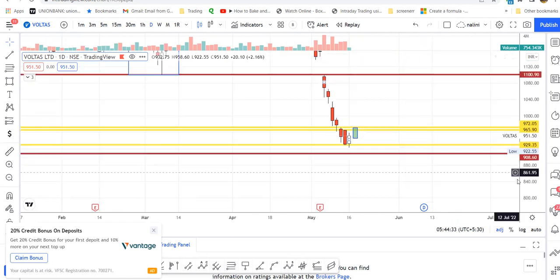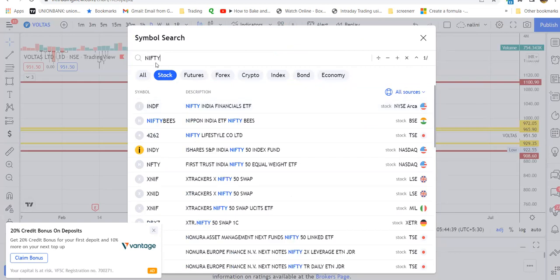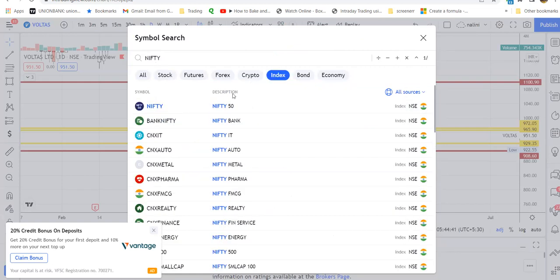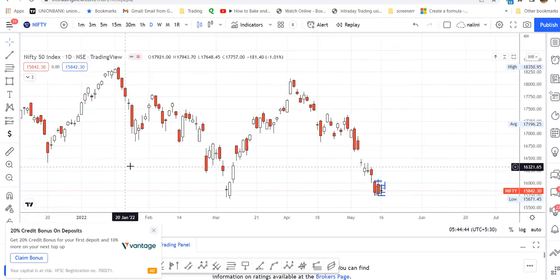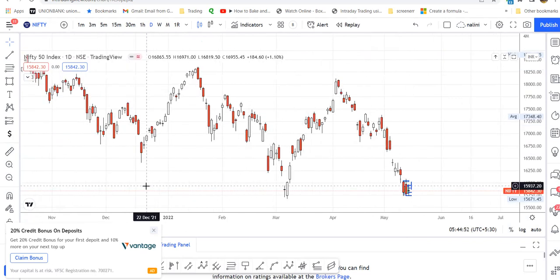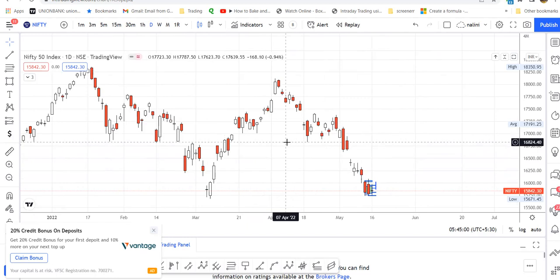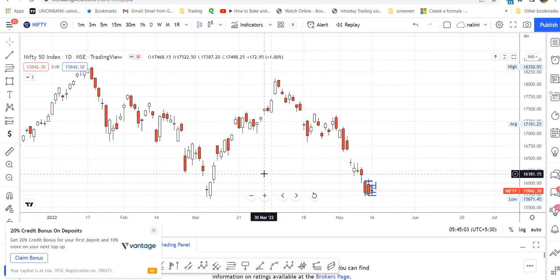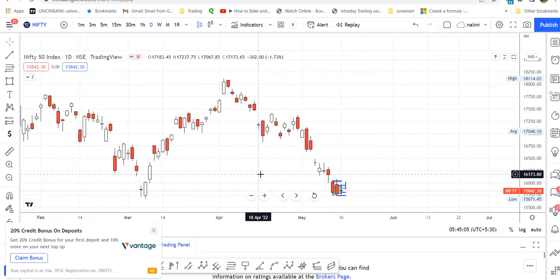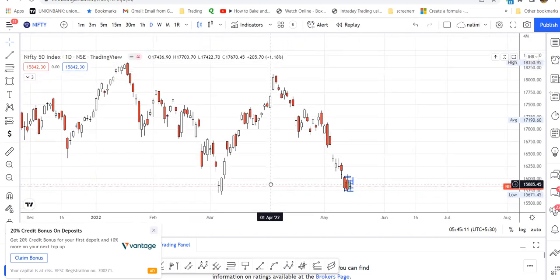For example, even in the Nifty, the Nifty daily time frame, I'll show it to you. No, I'm not clearly seeing this. Anyway, I hope you understood.